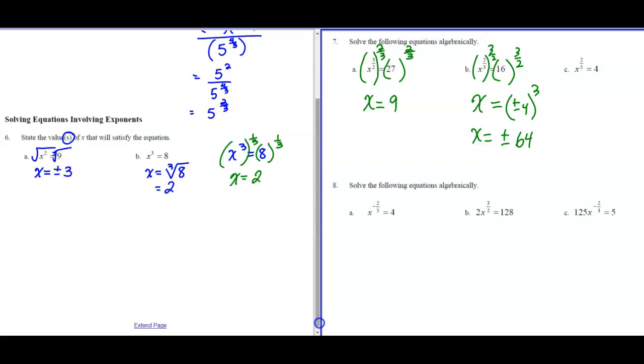Okay, and then C, the reciprocal of 2/5 is 5/2. So now we're taking the square root of 4 on both sides, so that's plus or minus 2, and raising it to the exponent 5. So x equals positive 2 to the 5th and negative 2 to the 5th, so plus or minus 32.